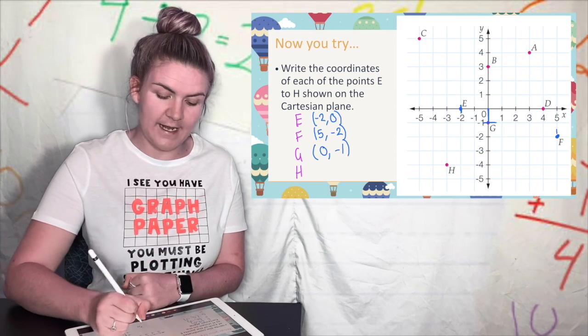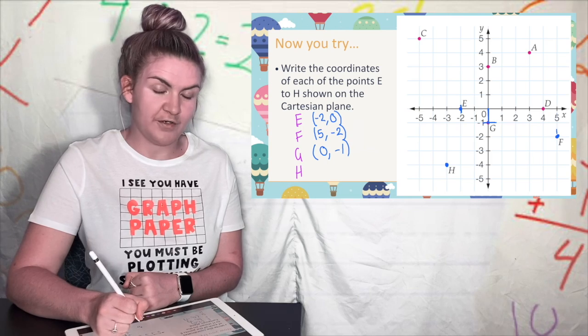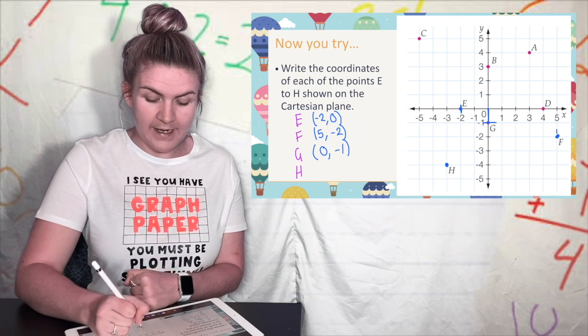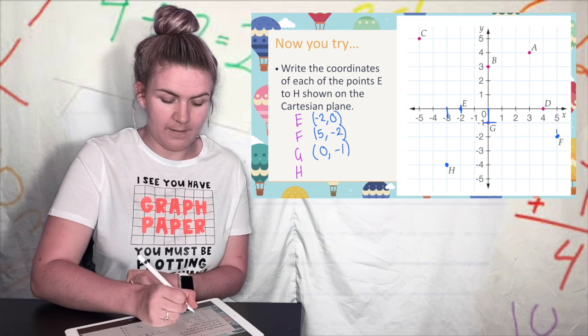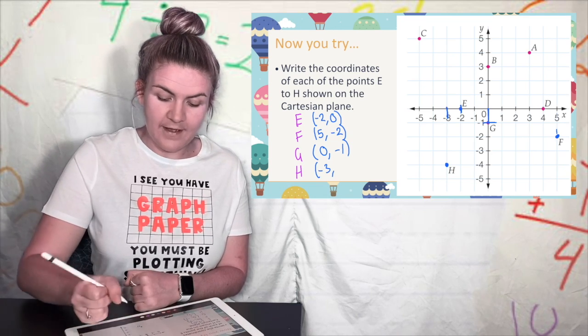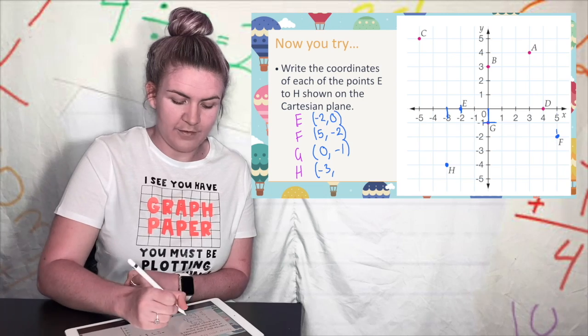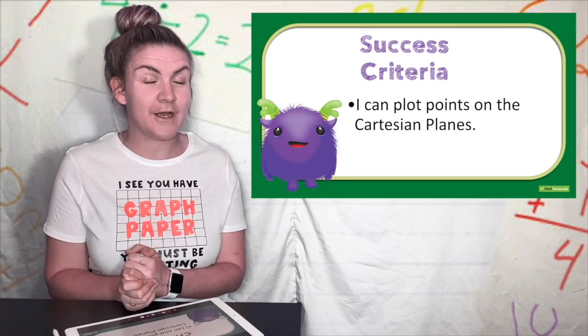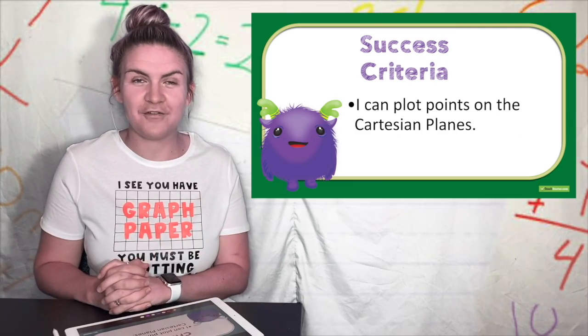And lastly, H. H is in the third quadrant, which means I know that both of my numbers are going to be negative. H is in line with -3. And then vertically it's in line with -4. So the answer is -3, -4. I hope now you can plot and read points on the Cartesian plane.